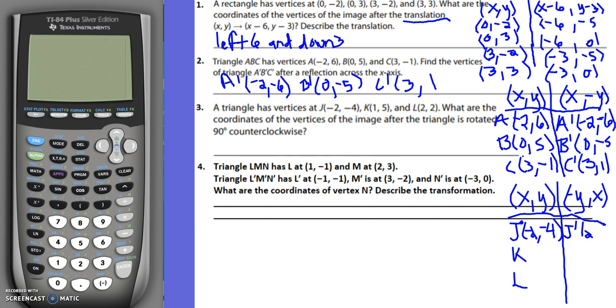I'm sorry, did that wrong. We've got to take the opposite of y, so it's (4, -2). All right, K is (1, 5). So the opposite of y is (-5, 1). L is (2, 2). So we're doing L prime. We have negative 2, the opposite of y, and then x: (-2, 2). All right, so we have J prime is (4, -2).